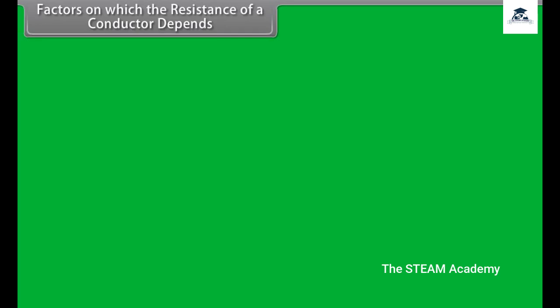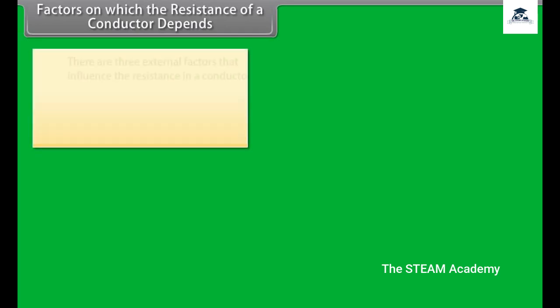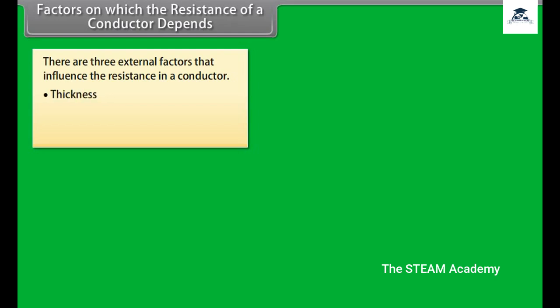Factors on which the resistance of a conductor depends. There are three external factors that influence the resistance in a conductor. They are thickness, length and temperature. There is a fourth factor that influences the resistance, and that is the conductivity of the material. This, however, is considered an internal factor rather than an external one.